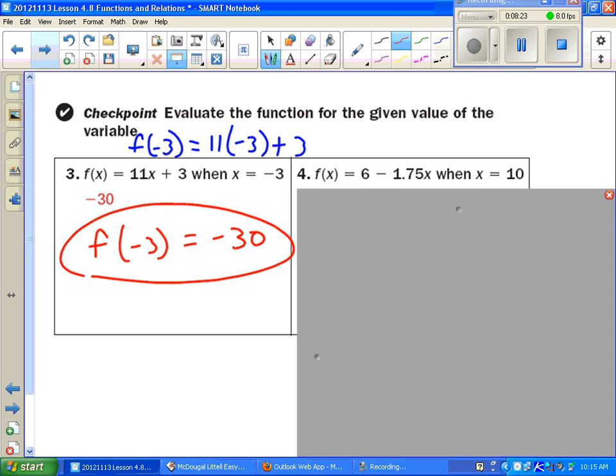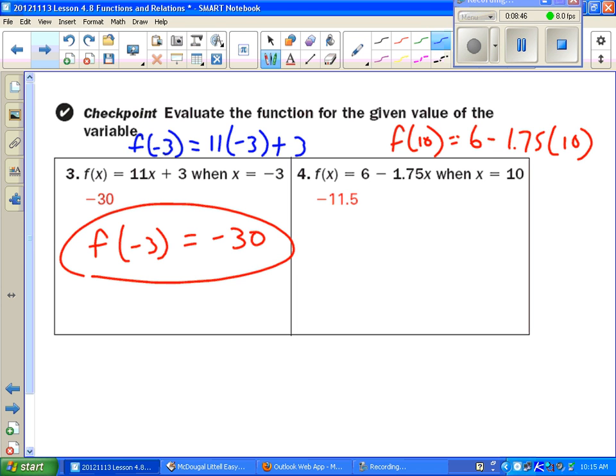The second one, you'd rewrite f of x equals 6 minus 1.75x as f of 10 equals 6 minus 1.75 times 10. Anytime you multiply anything by 10, it just makes you move that decimal over one time. So 1.75 becomes 17.5, a lot easier to deal with in that form. So what you have is 17.5 being subtracted from 6, and that is what f of 10 is.